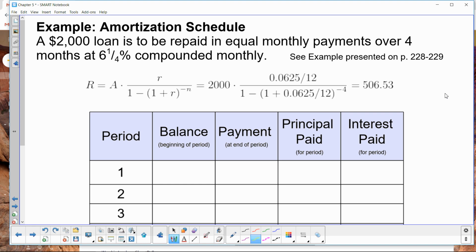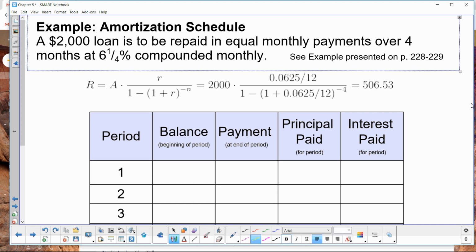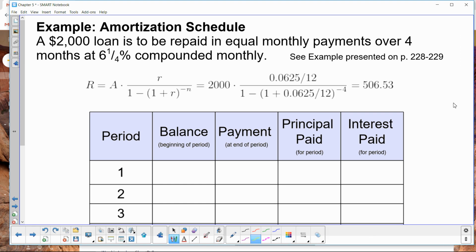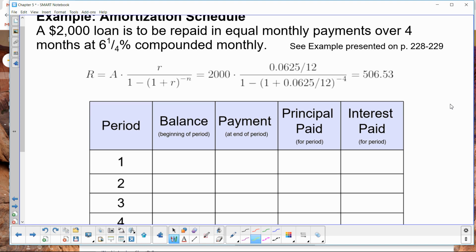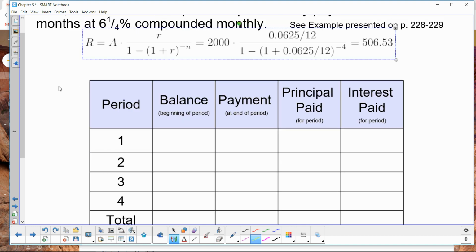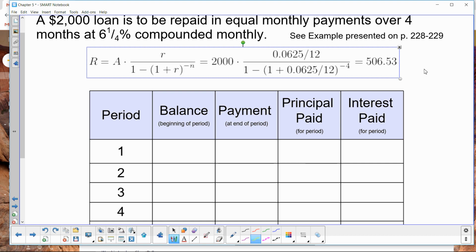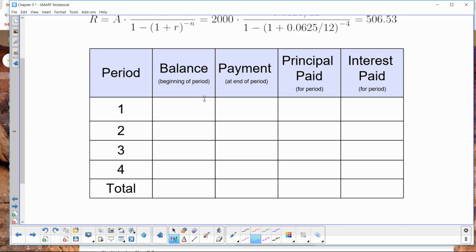So, for example, suppose you had a loan of $2,000. It's to be repaid in equal monthly payments over 4 months at 6.25% interest, compounded monthly. How's that going to work? Well, your payment is going to be given by that formula right there. Let's complete this little simple amortization schedule. And you're going to have a homework where you're required to do this.